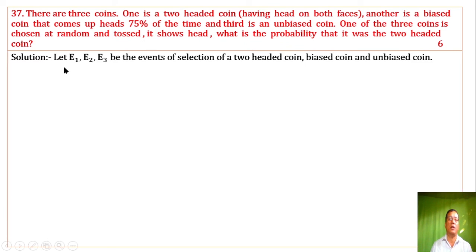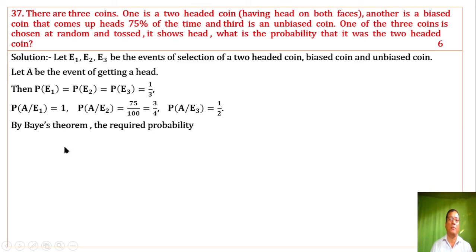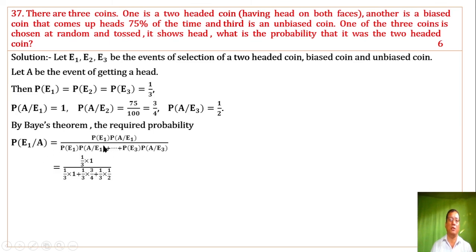6 marks. Let E1, E2, E3 be the events of selection of a two-headed coin, biased coin, and unbiased coin. Let A be the event of getting a head. Then P of E1, P of E2, P of E3 are each equal to 1 by 3. P of A by E1 is 1, P of A by E2 is 75 by 100, that is 3 by 4, and P of A by E3 is half. By Bayes' theorem, the required probability is this. Put their respective values and solve, and we have 4 by 9.